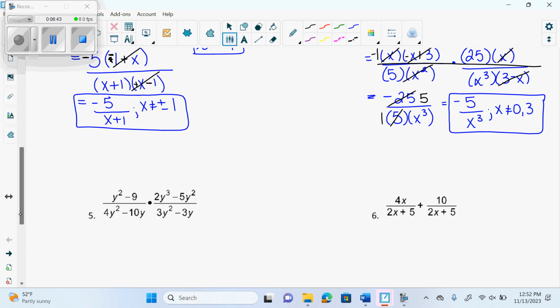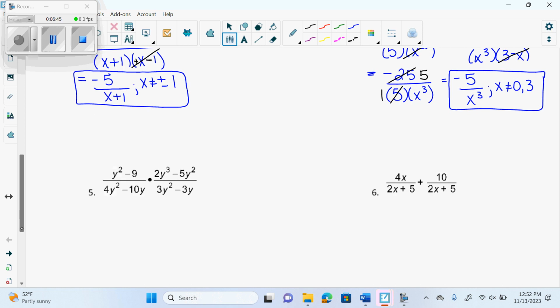Then I have number 5. We're doing 5 and 6 today. We're doing the back side tomorrow at the beginning of class to keep some more stuff going.